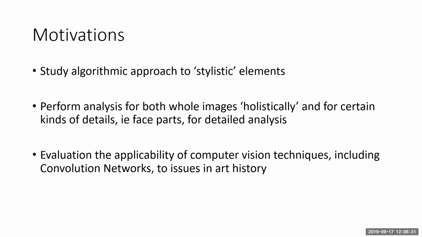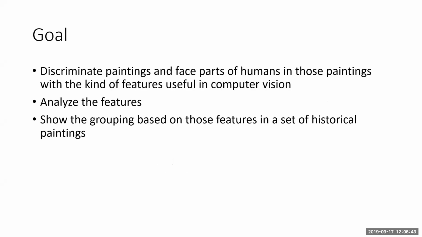So we wanted to apply some computer vision techniques, and particularly convolution networks, which are something that people in the humanities come across. The way I took their information and made it into concrete goals was: we want to be able to discriminate paintings and face parts in those paintings with the kind of features useful in computer vision, analyze the features, and show groupings of those features based on, let's say, clustering for these historical paintings.